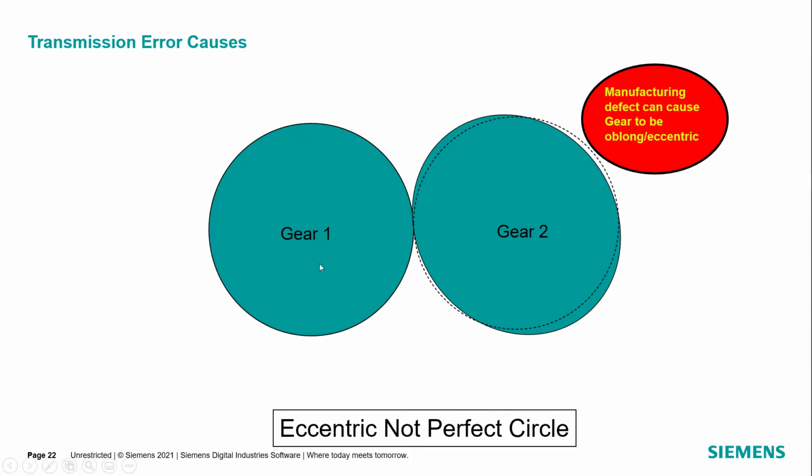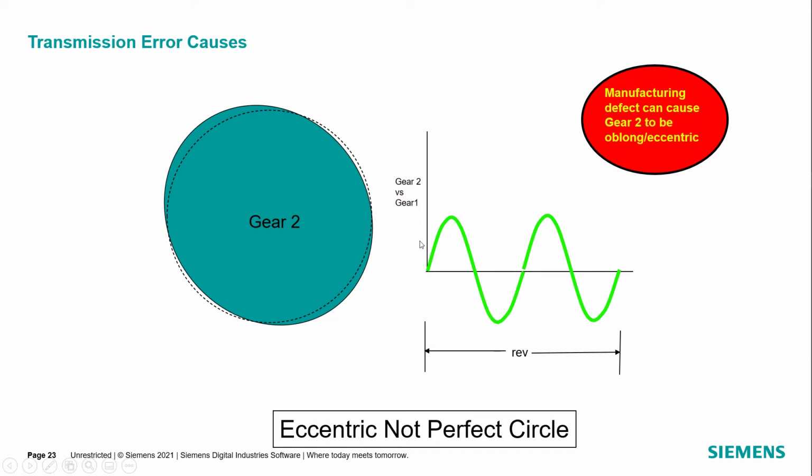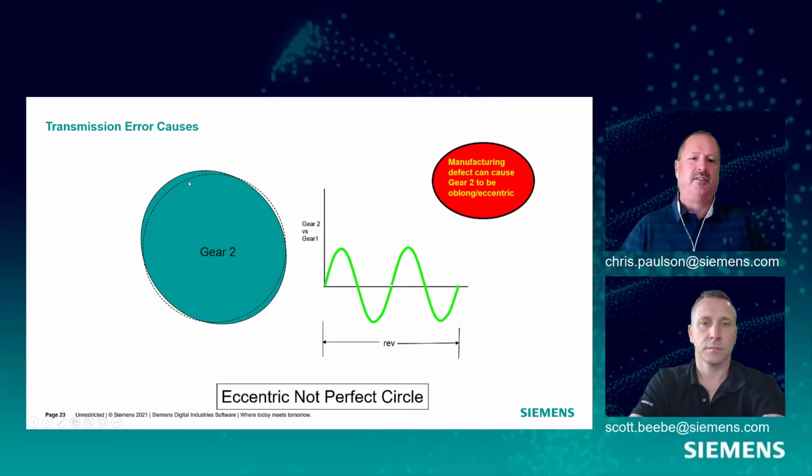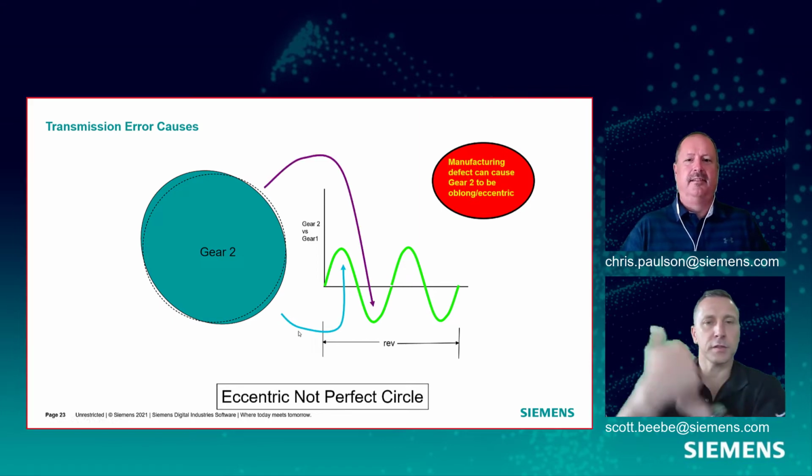So if we look at gear 1 and gear 2 in the not perfect circle, we can see that twice as it goes around, the teeth are going to get closer together and then farther apart, because in two places on this oblong gear, the teeth are closer to gear 1, and in two places they're farther from gear 1. So we're going to see that happen twice per revolution. Almost like a different loading of the gears per revolution.